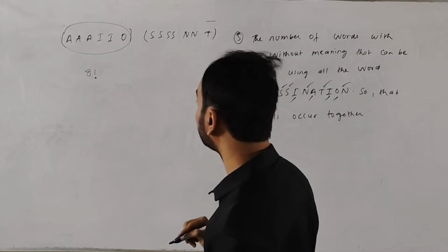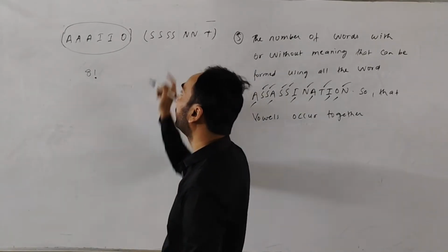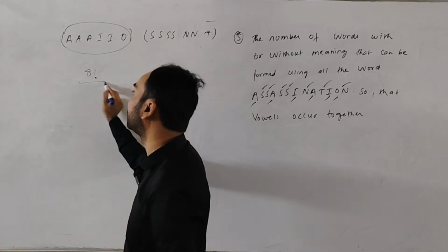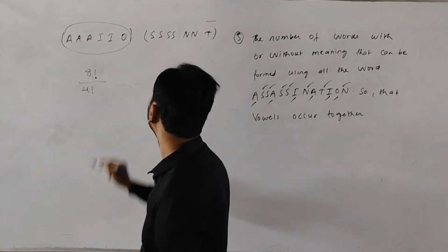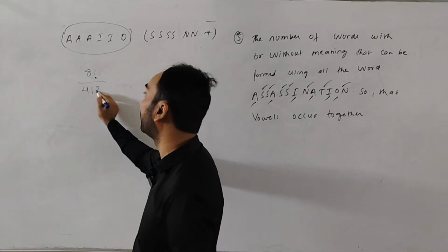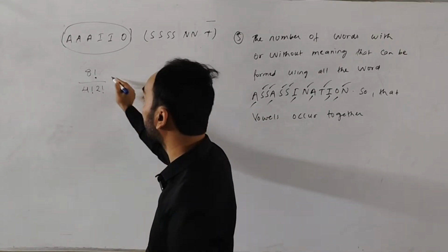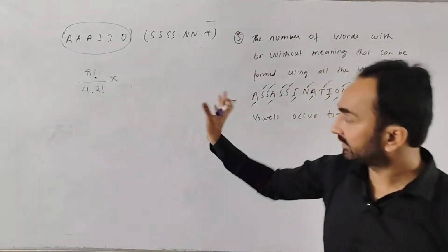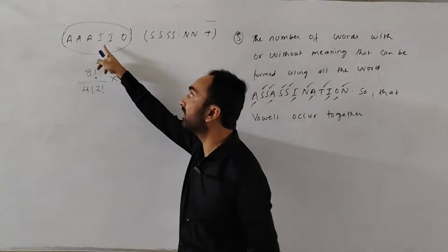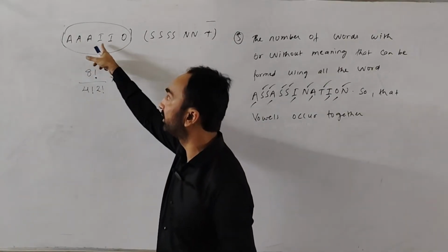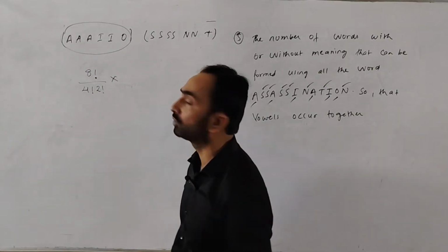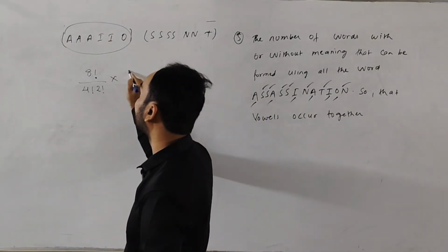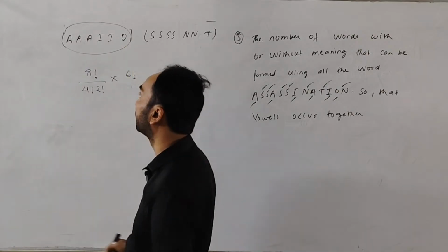Now 8 factorial is done, but how many are repetitions here? S is repeated 4 times, so divide by 4 factorial. N is repeated 2 times, so divide by 2 factorial. Now come to the internal rearrangement of the vowels. These are together, but they can be internally rearranged. This 2 I's can go there, A can come here. In that case also the vowels will be together, but the internal rearrangement is 1, 2, 3, 4, 5, 6, so 6 factorial.